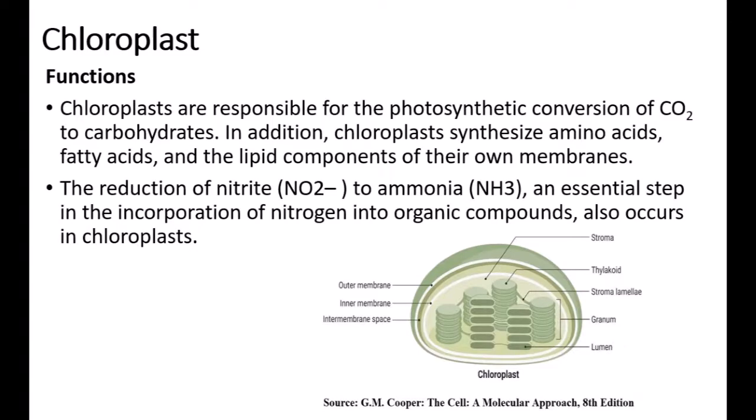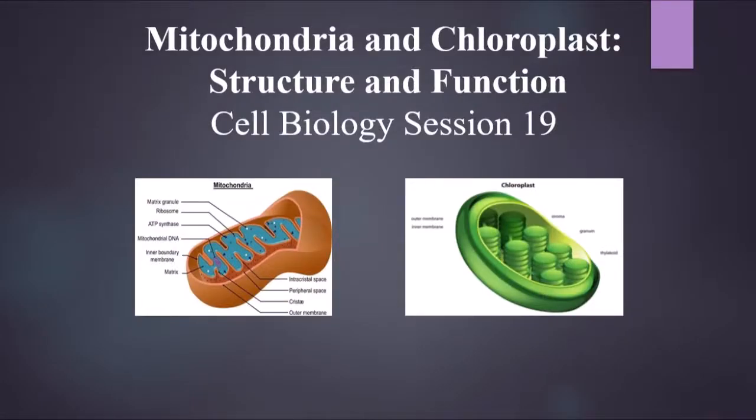The main function of chloroplast is the photosynthetic conversion of carbon dioxide to carbohydrate. In addition, chloroplasts synthesize amino acids, fatty acids, and the lipid components of their own membrane. Moreover, the reduction of nitrite to ammonia, an essential step in the incorporation of nitrogen into organic compounds, also occurs in the chloroplast. Well, this is all about mitochondria and chloroplast.